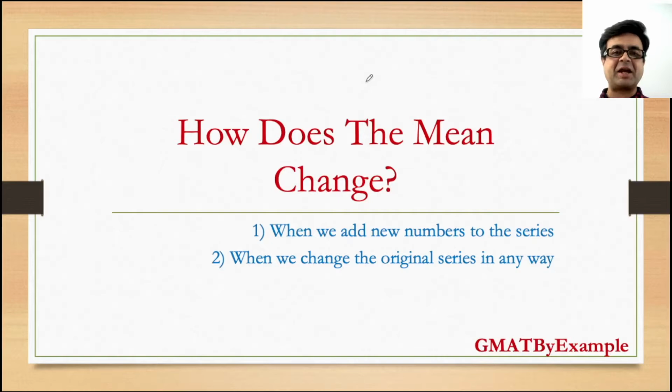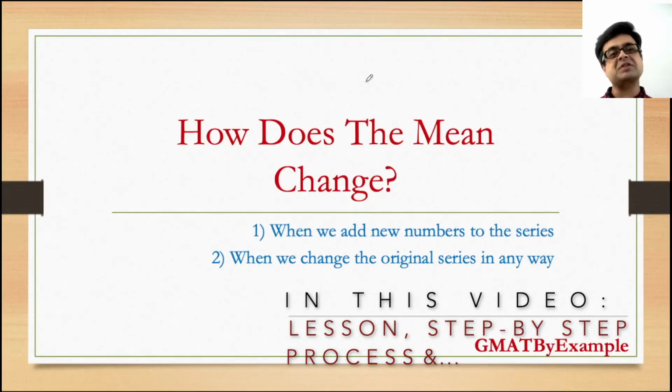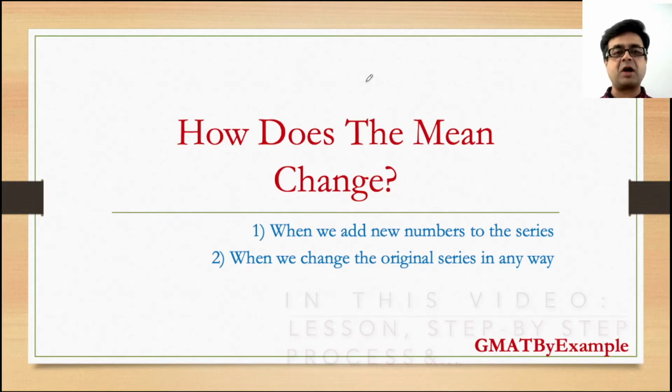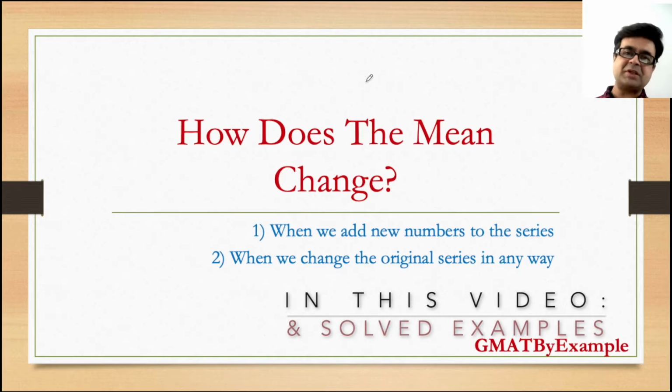Hello, we're going to tackle a very important problem in GMAT statistics. How does a series mean get impacted when you change the series somehow, by changing each number of the series somehow, or by adding new numbers to the series?